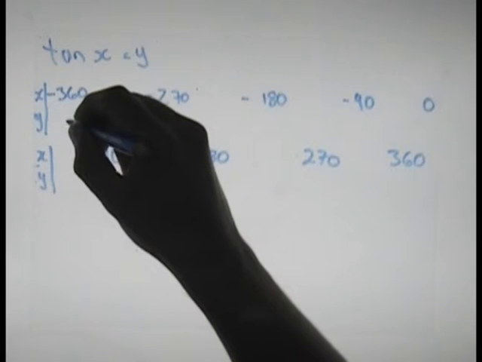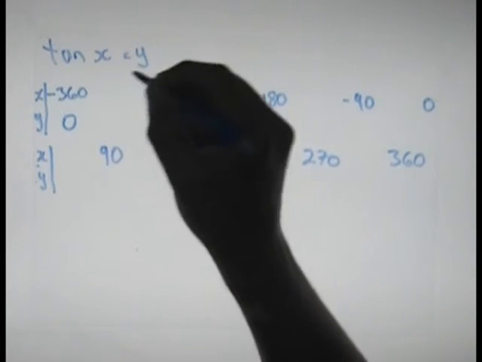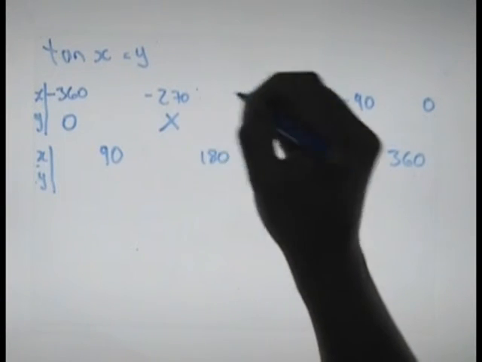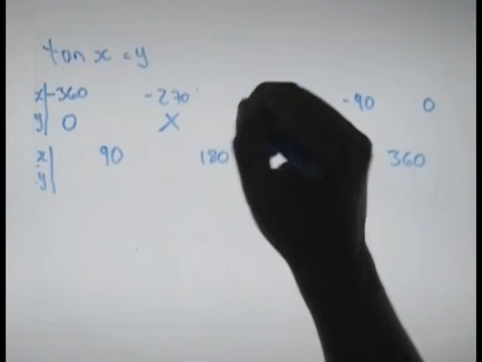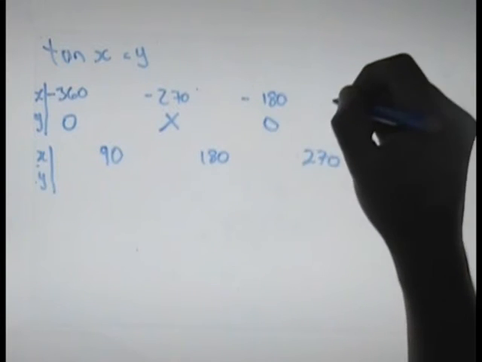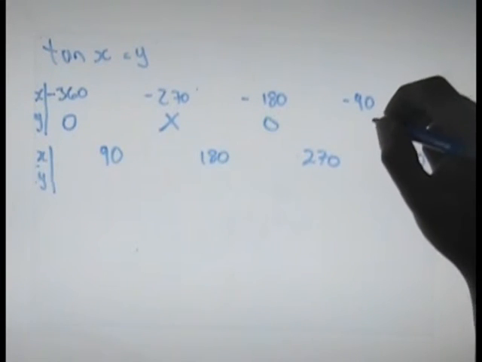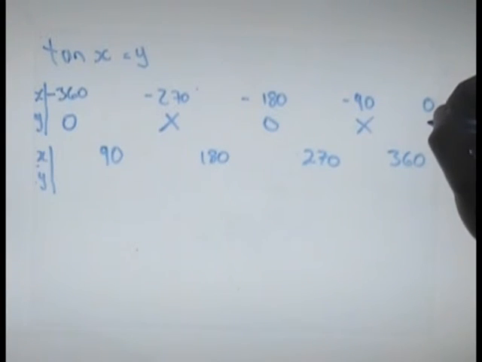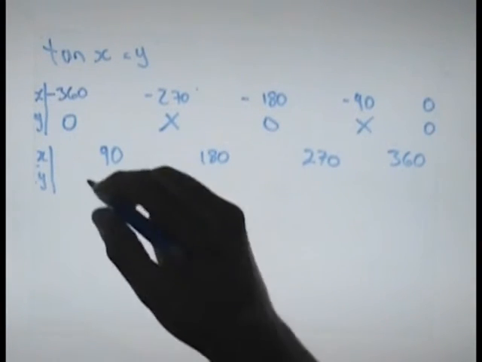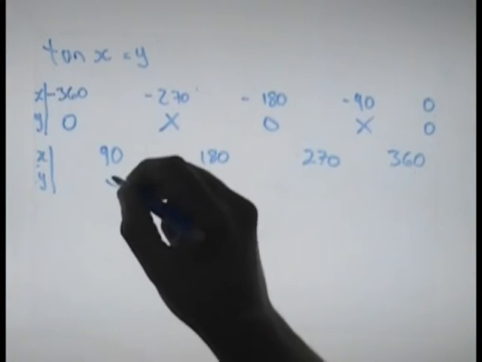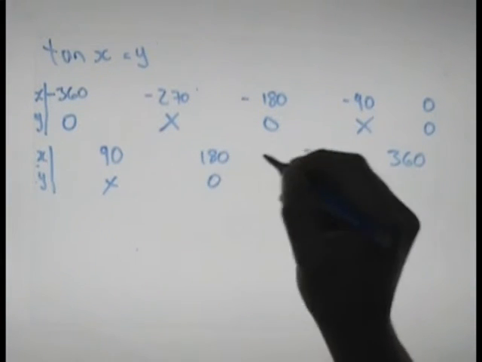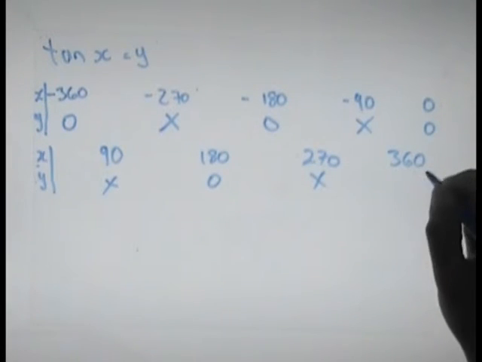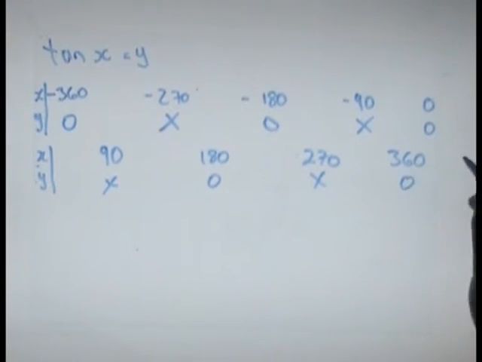Tan of negative 360 gives me a y value of 0. Tan of negative 270 on your calculator said math error. Tan of negative 180 gave me 0. Tan of negative 90 gave me math error. Tan of 0 gave me 0. Tan of 90 gave me math error. Tan of 180 gave me 0. Tan of 270 gave me math error. And tan of 360 gave me 0.